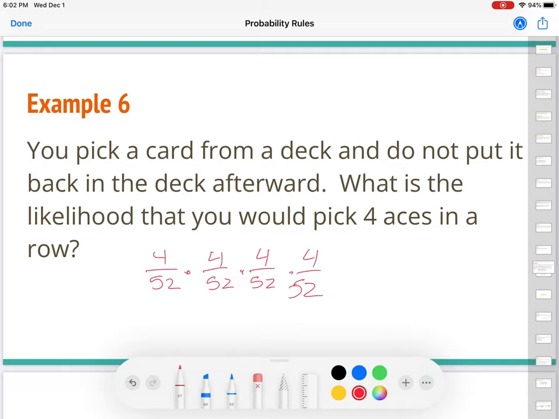Is that correct? Think about it a little bit. Stop the video if you need to talk about it. No, that is not correct. So the first time, you have four aces and 52 cards. Then you pull out one of those aces. Now you only have three aces left and 51 cards. And two aces left and 50 cards. And then finally, that last draw, you have one ace left and only 49 cards left in the deck. So you can see, and then we would multiply those all together. These are all still independent because each time you're taking a whole new card, but you need to make sure you have the accurate probability for each one.